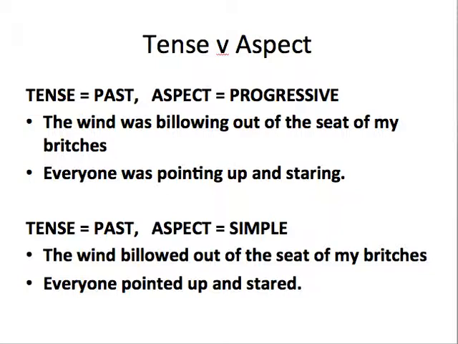Or we can have another example where the tense is still the past, but we're using the simple aspect. The wind billowed out of the seat of my breeches. Everyone pointed up and stared, which makes them into more or less discrete actions.